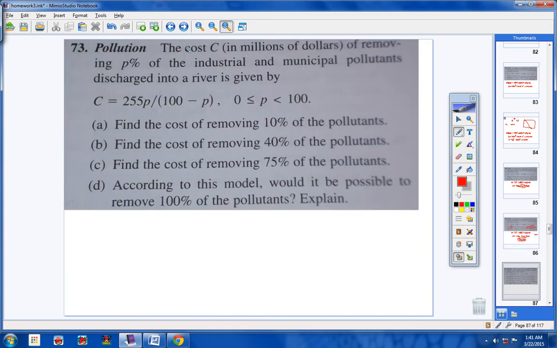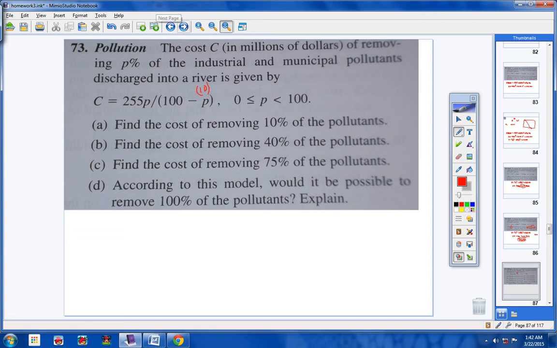Alright, number 73. The cost C in millions of dollars of removing pollutants, percentage P of the pollutants discharged into a river is given by this function here. Find the cost of removing 10% of the pollutants. Okay, so I can put in a percentage right here, 10, and get out the cost.